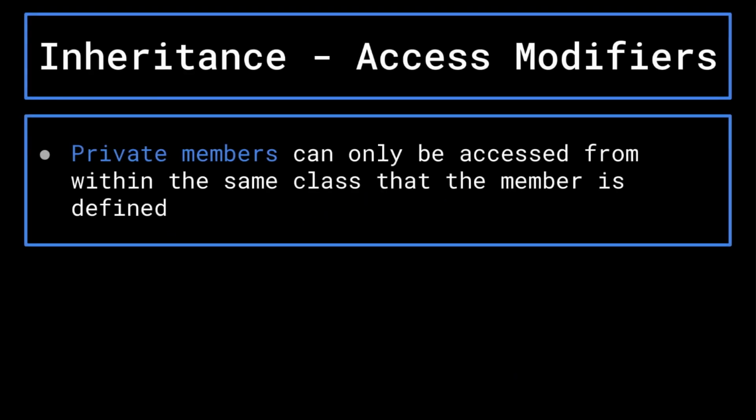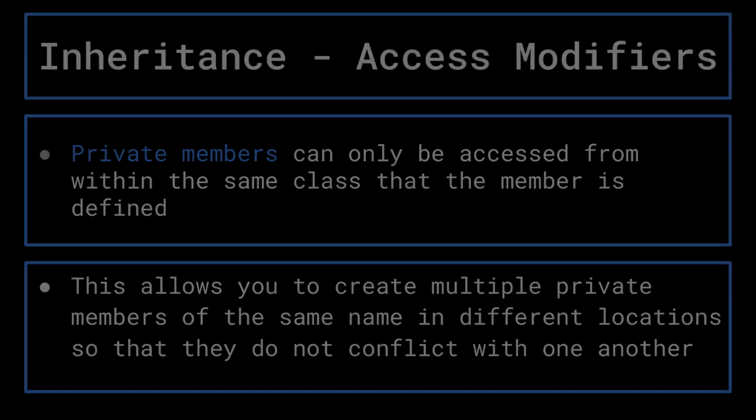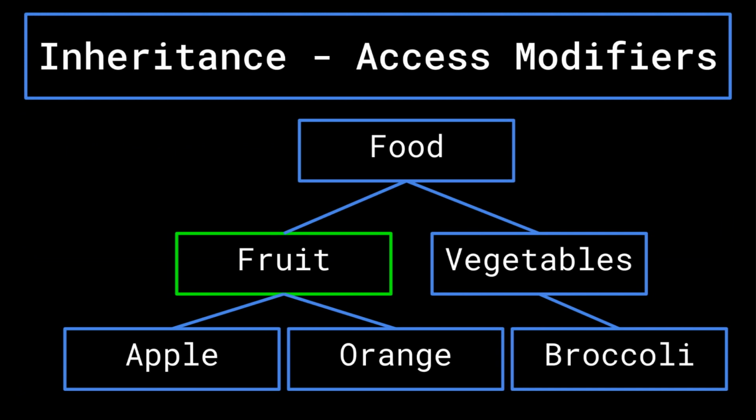Next, we have the private modifier. Private members can only be accessed from within the same class that the member is defined. This is best to use if you do not need this information accessed from anywhere else in the program. Additionally, this allows you to create other private members of the same name in separate classes, which will not conflict with one another due to their private access modifier. As you can see on the example class hierarchy, a private member defined in the fruit class can only be accessed inside the fruit class.